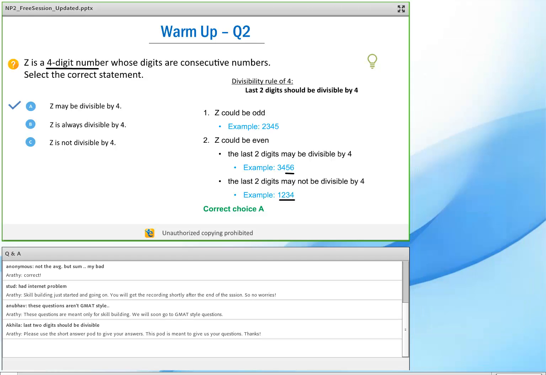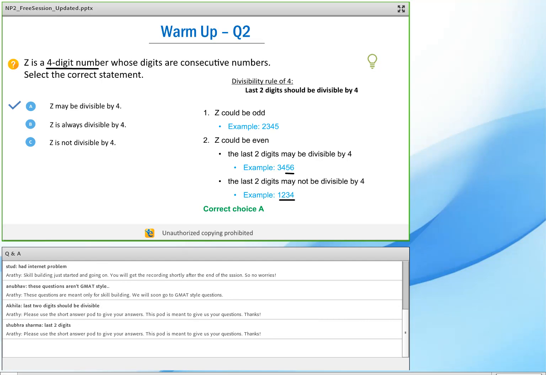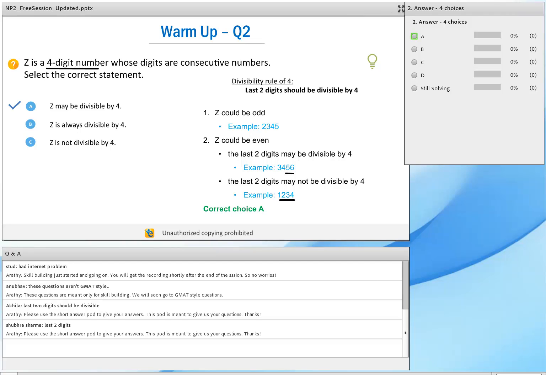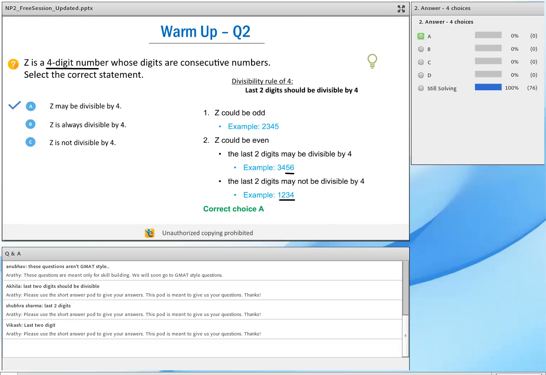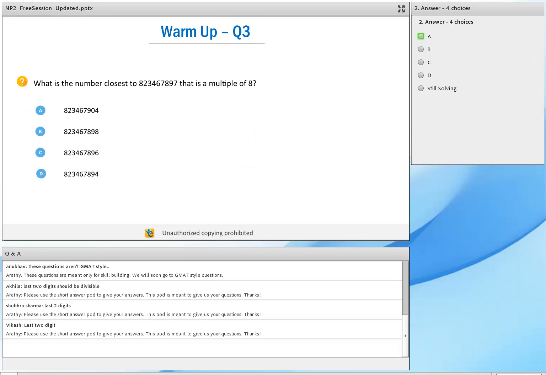And this one will have 4 answer choices. So again, I have a new poll for you guys over here. So select still solving. Okay, we've gotten more than 80. Here is the third warm-up question.